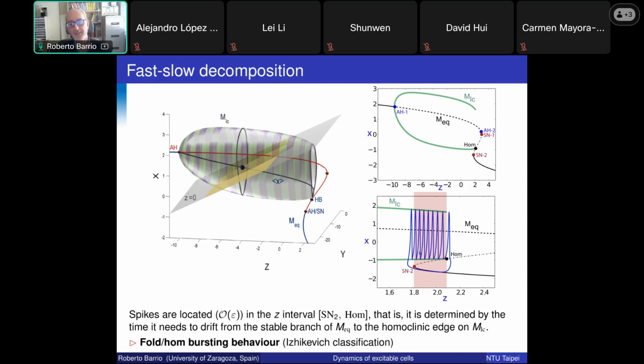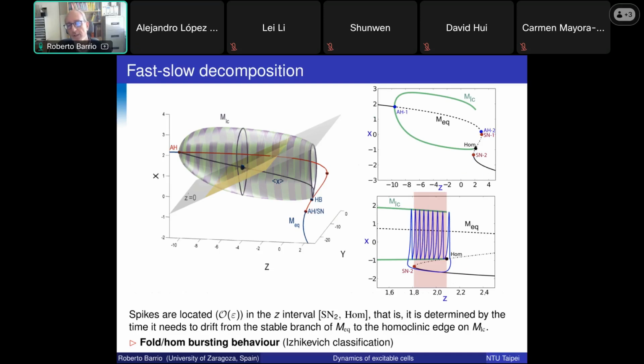In the classification of Izhikevich, this is a so-called fold/homoclinic bursting dynamics, because the end of the slow dynamics is due to a fold bifurcation, and the end of the fast dynamics is due to the homoclinic bifurcation of this limit cycle. So this is a fold/homoclinic bursting behavior. We are studying mainly this, but not only this. So if we expand the bifurcation study of this, we have here this fold.